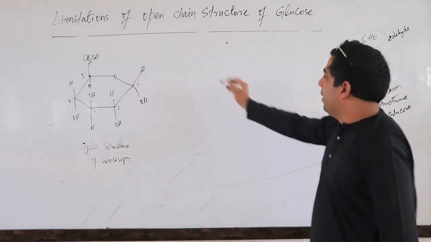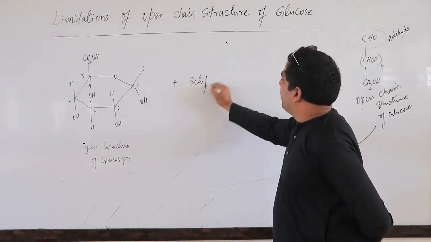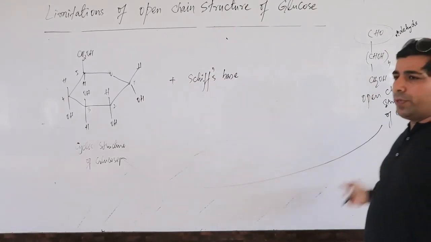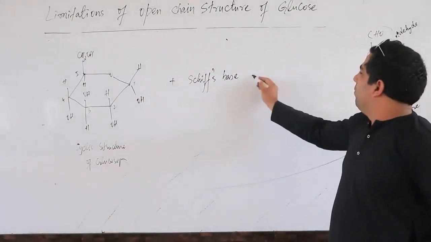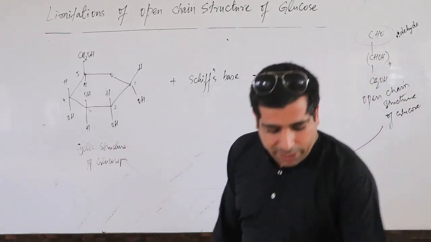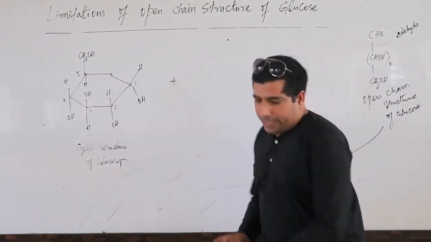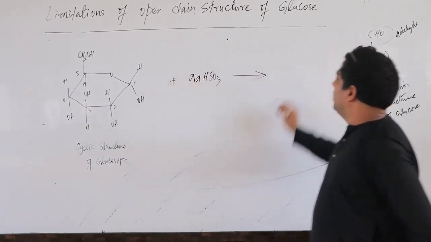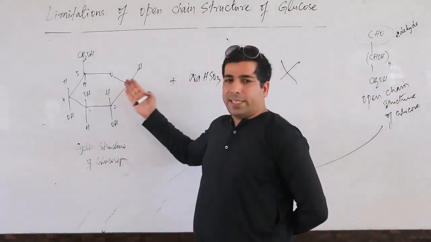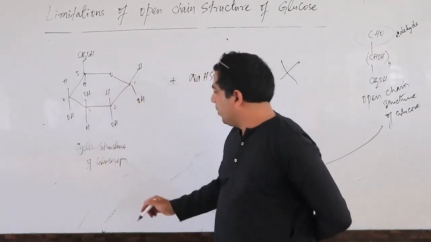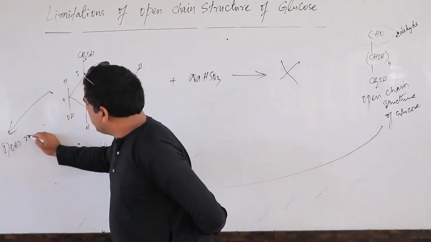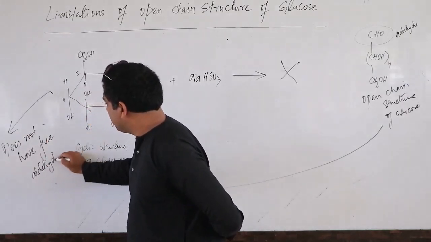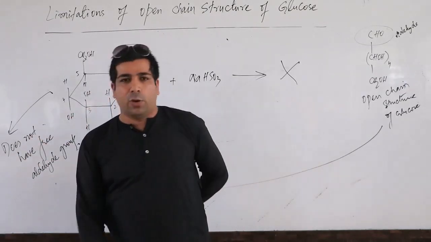Second point is the same thing. If I treat it with Schiff's base, first of all, open structure will change into cyclic, then cyclic structure will not react with the Schiff's base. Okay? If I make it interact with sodium bisulfite, there is no reaction. Reason is that this guy does not have free aldehyde group. Cyclic structure of glucose does not have free aldehyde group. I hope, my dear friends, you have understood.